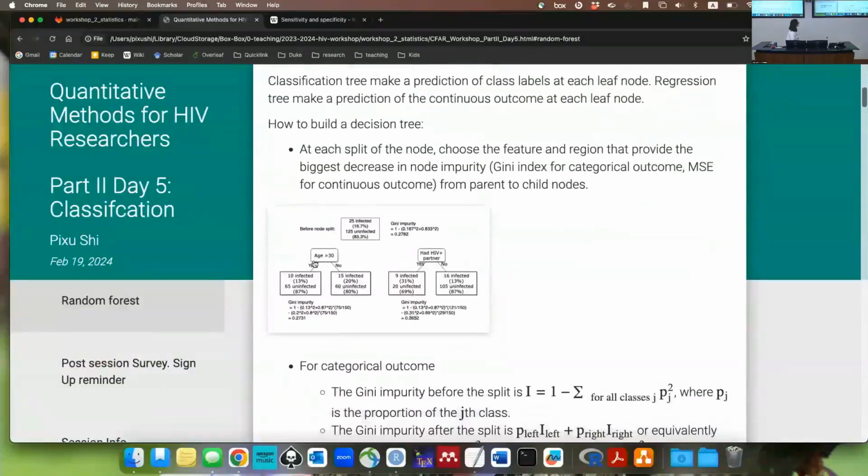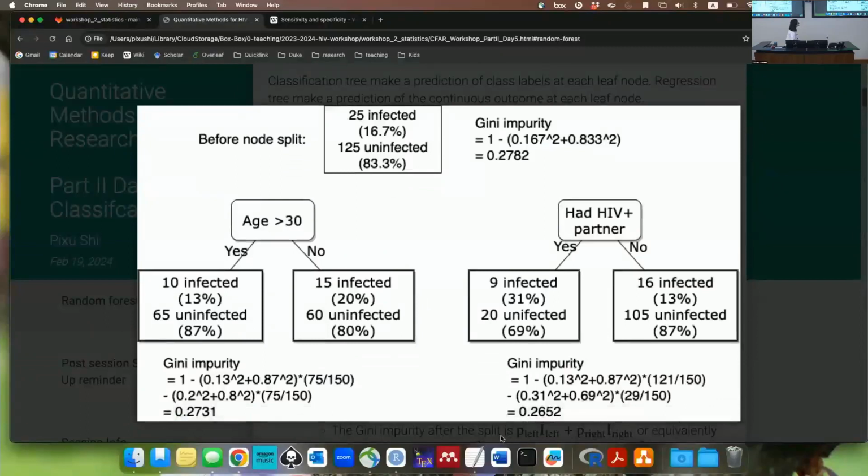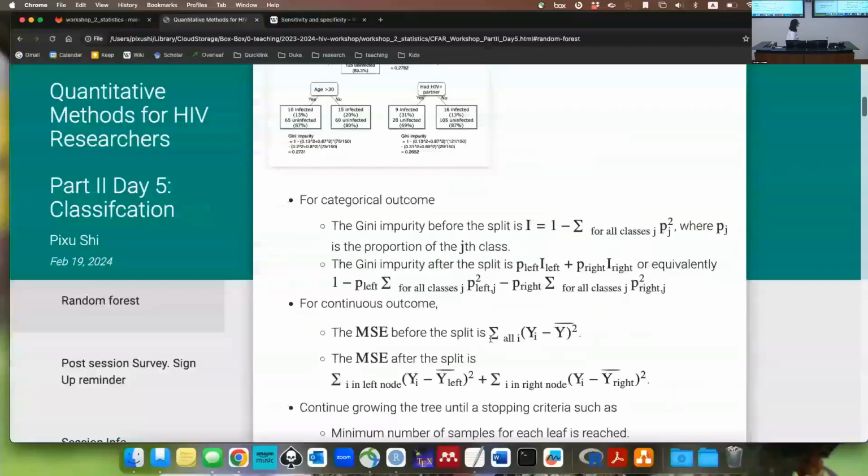For categorical outcomes, you calculate the Gini impurity and see whether you can get a big decrease. For continuous outcome, you are going to calculate the MSE for the parent node, and then calculate the MSE for the child nodes. This is the spread of the left node, this is the spread of the right node, and this is the spread of all of them combined together. If you have a good separation of the two nodes, you should have a smaller sum here compared to the original spread.